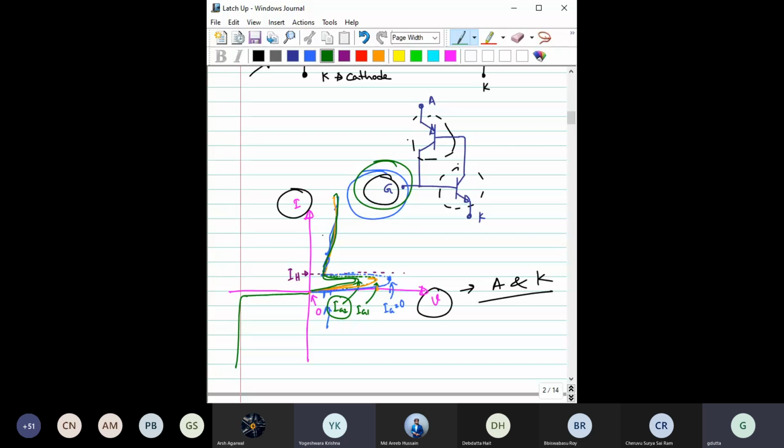And remember one thing, once you are operating in this region, you don't need any further voltage at this gate terminal. You could completely remove the gate voltage from here because the avalanche has triggered. The sole purpose of this gate voltage was just to trigger that avalanche process. Once it is triggered, this gate voltage is no longer required, right?